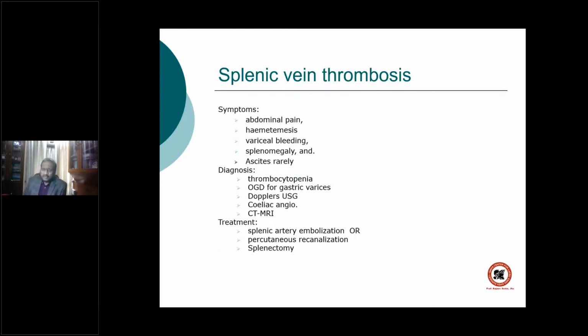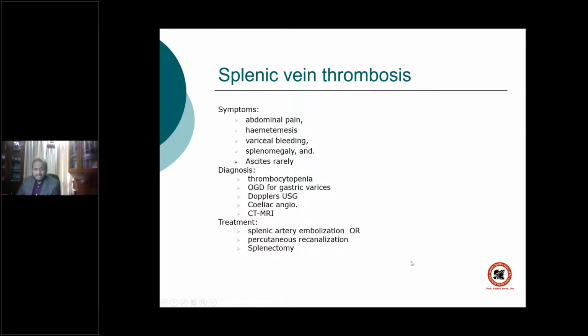The symptoms are non-specific, abdominal pain, the patient has hematemesis. Why hematemesis? Rupture of the gastric varices. That is the variceal bleeding. Patient may have splenomegaly, ascites rarely. The diagnosis, as said earlier, a Doppler ultrasound, celiac angiogram, CT, MRI or MRA, and additionally, OGD may help you with the diagnosis of gastric varices, and thrombocytopenia may help you. So these are basically additive investigations. The diagnostic investigations are these three, right?